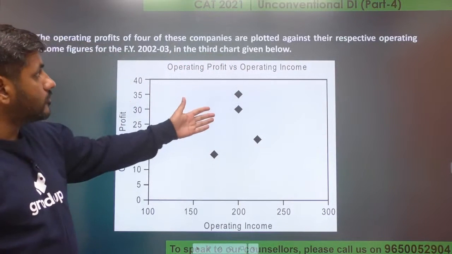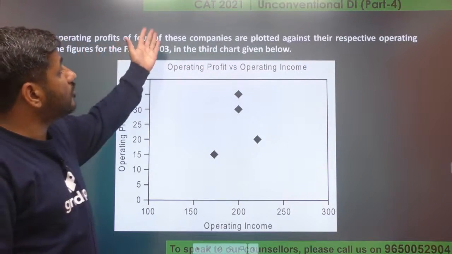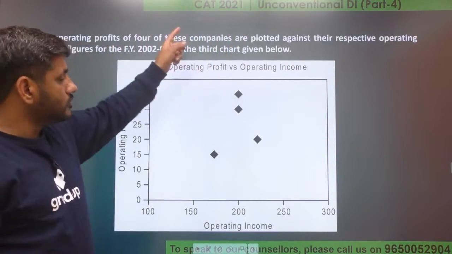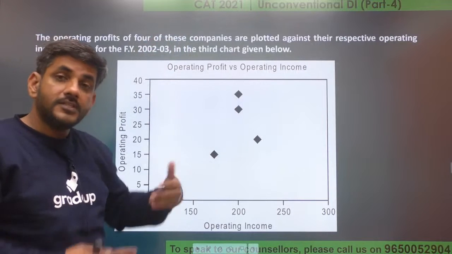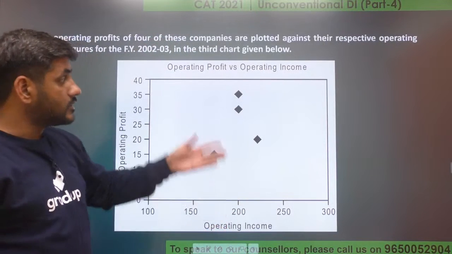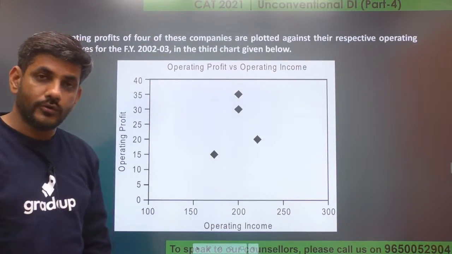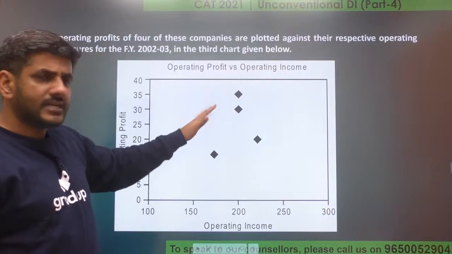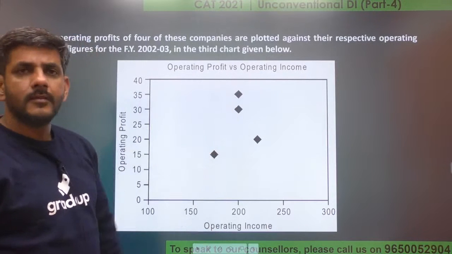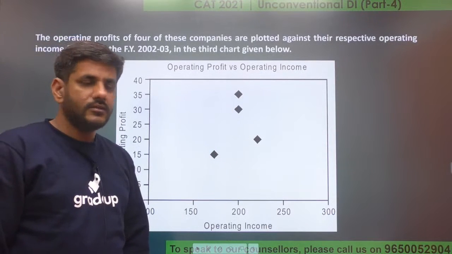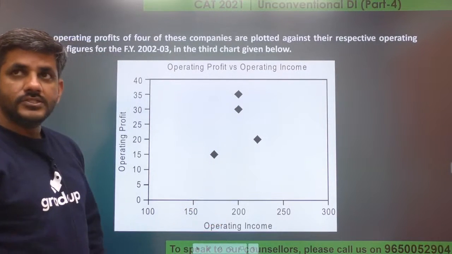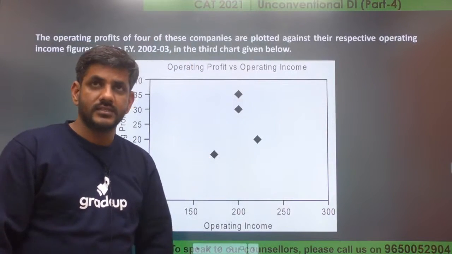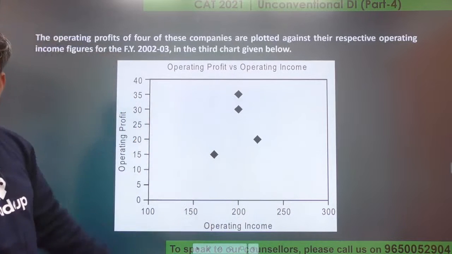So which of the 4 companies? He says the operating profit of 4 of these companies. The data is about 6. Out of those 6, 4 are there. Which 4 are there that we have to figure out? Actually, questions would be asking about those only. So when this set appeared in CAT, this kind of set had never appeared before. That's a very new data, I would say, new form of representing it. Generally, they don't do it. कि 6 में से कोई 4 दे दे and then you figure out which 4 are these out of the 6. But they asked us this question.